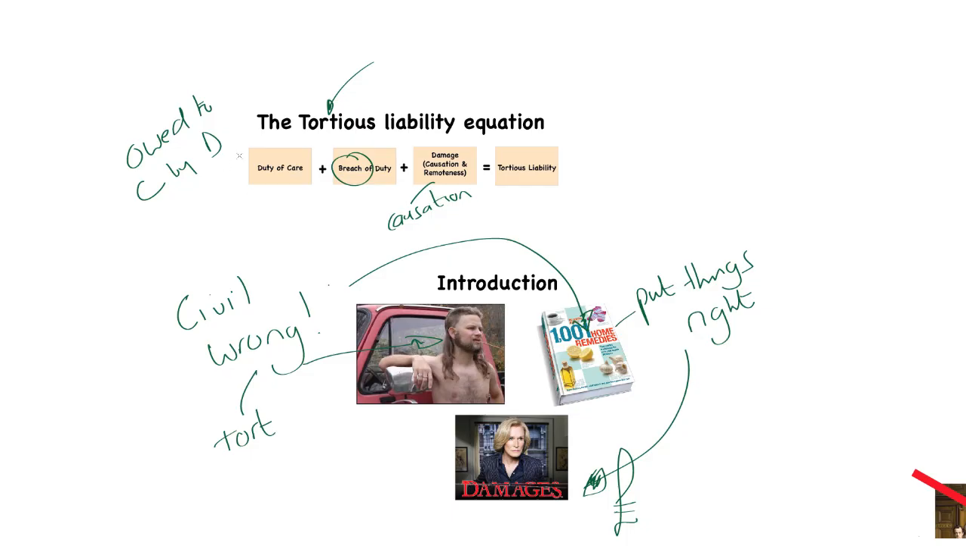So our three elements to prove tortious liability: we have to demonstrate first, is there a duty of care? Second, has that duty been breached? And third, is that breach not too remote from the loss? If we have those three things, then we have tortious liability. If we don't have any one of them, then we have no tortious liability. So the equation works in pretty much the same way that the criminal liability one does.